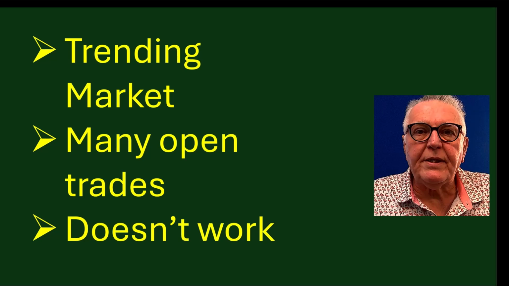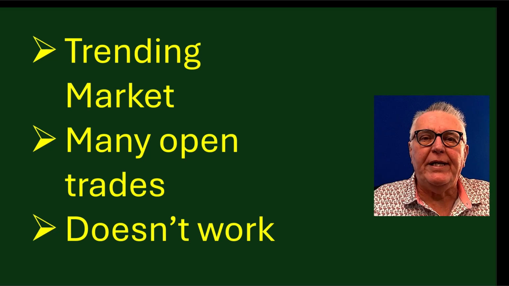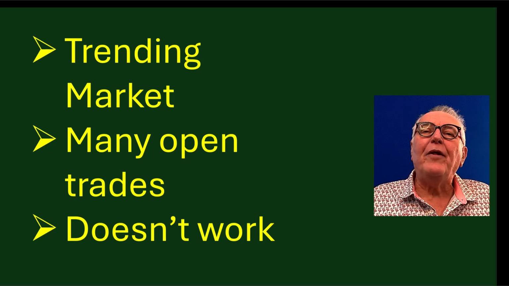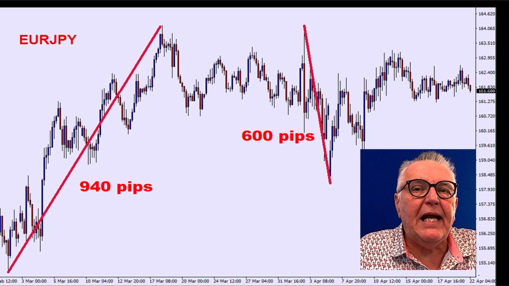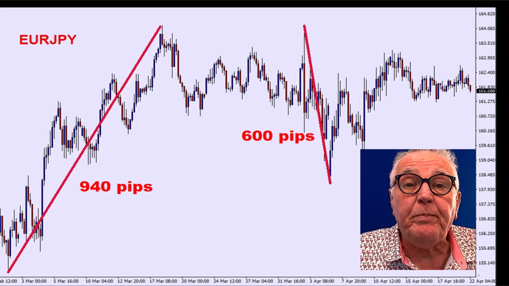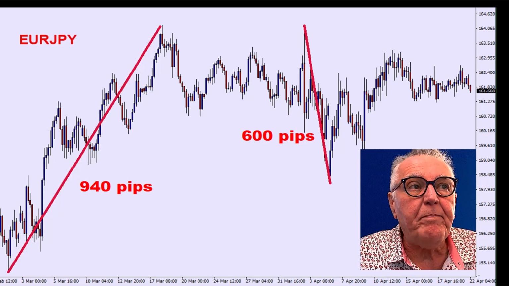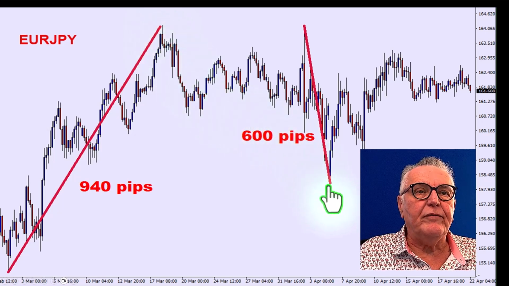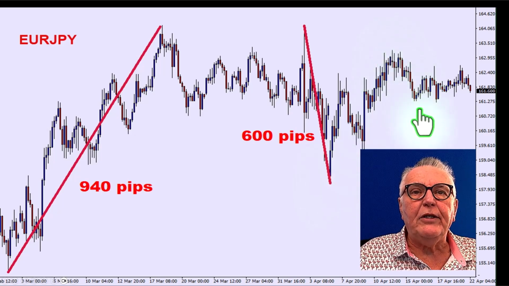Now there are many myths about grid trading, and one of them was it cannot trade in trending markets. The other one is it has too many open trades. And the other one says basically it just doesn't work. So what you're going to be seeing here is a period where the euro yen trended almost 1,000 pips, 340 pips. Then there was another 600 pip trend, and even that could be regarded as a trend of 600 too. And then there are a few other 500 pip trends and 200 pip trends.